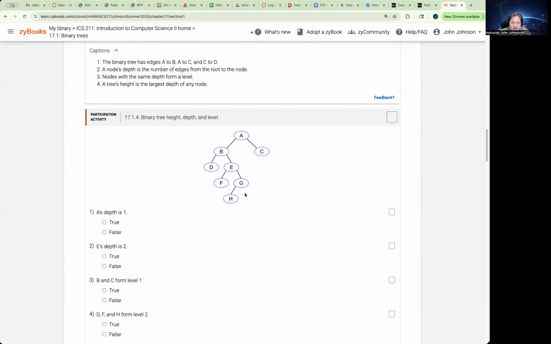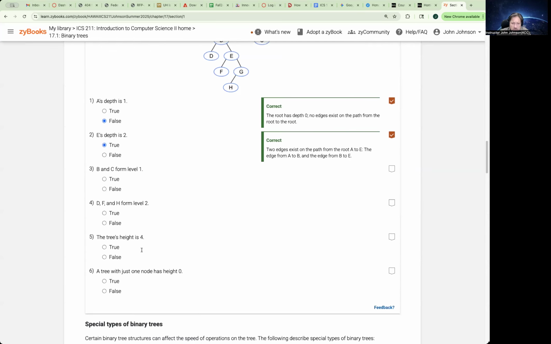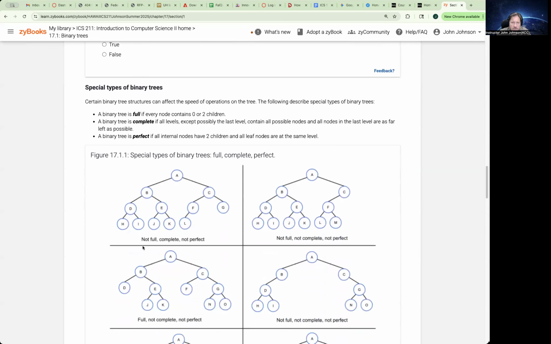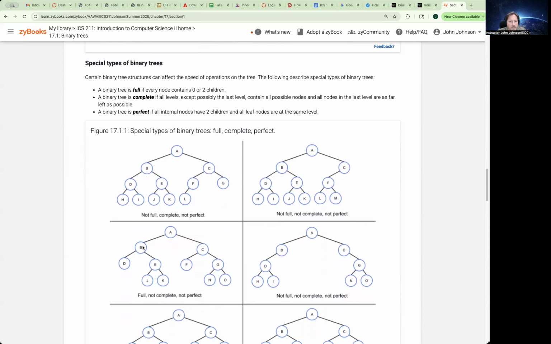Then participation activities, we've got another binary tree height, depth, and level. So A's depth is 1. A is actually the root, so it's going to be 0. So we're going to have to say that's false. E's depth is 2. So from A, this is a depth of 1 to 2. That is correct. So go ahead and answer these, go through those. This is something that takes a little bit of thinking, so go ahead and ponder on these different definitions.